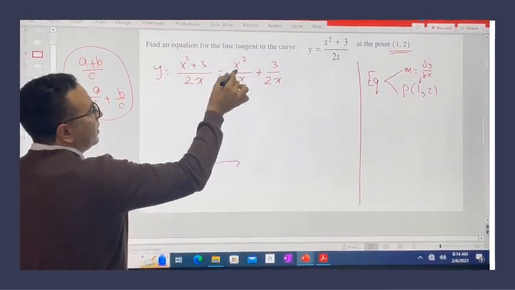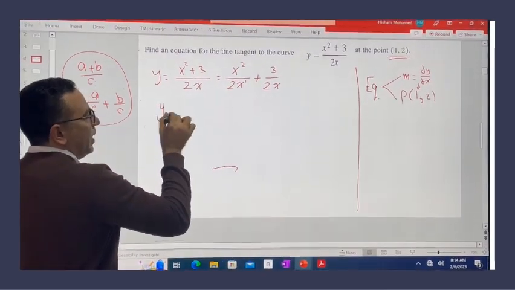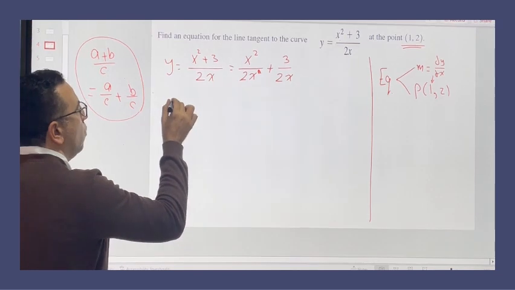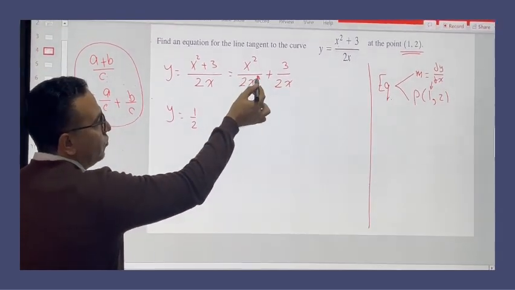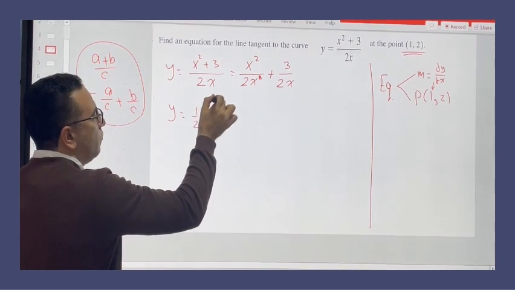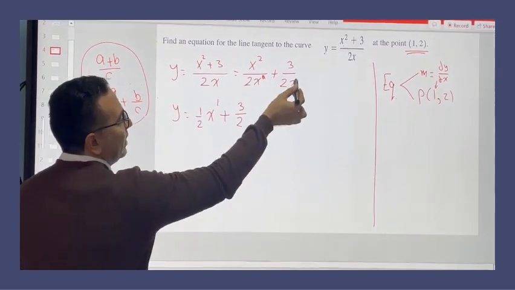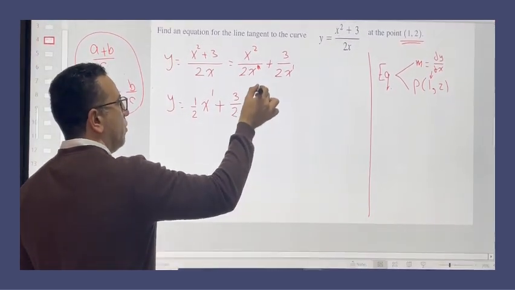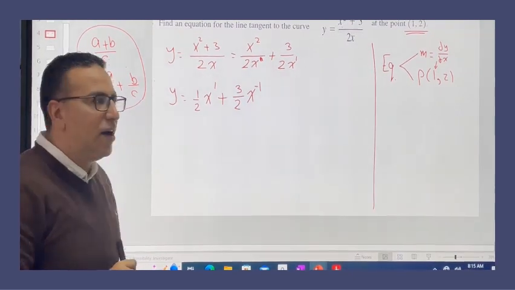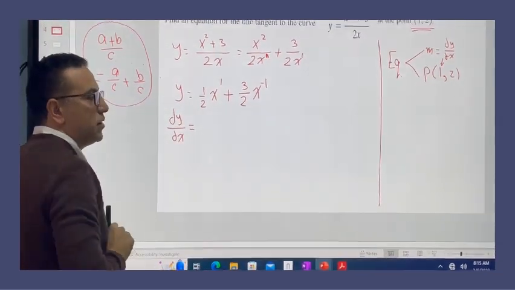Now, if I divide the same base, I subtract the power. So y is equal to 1 over 2, and x to the power of 2 divided by x to the power of 1 is x to the power of 1, plus 3 over 2, and x to the power of 1 in the denominator I write as x to the power of negative 1. Now I'm going to find the derivative dy with respect to x.